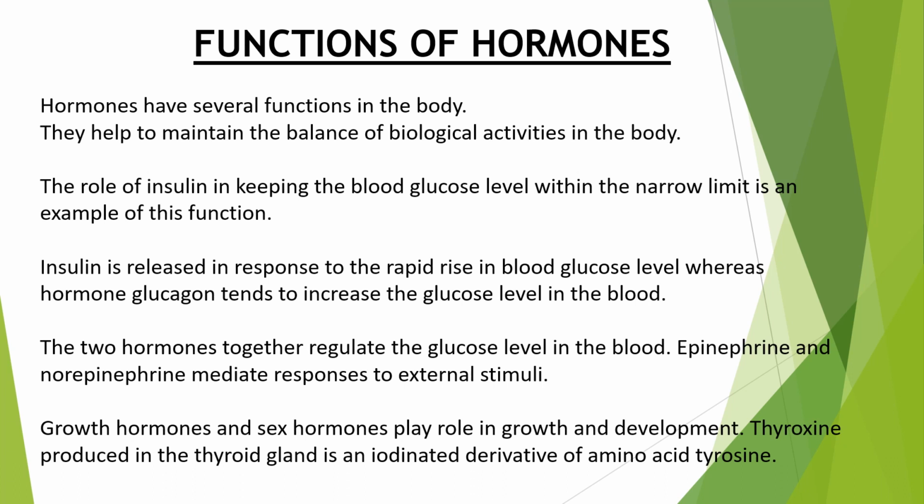Hormones have several functions in the body. They help to maintain the balance of biological activities in the body. The role of insulin in keeping the blood glucose level within the narrow limit is an example of this function. Insulin is released in response to the rapid rise in blood glucose level, whereas hormone glucagon tends to increase the glucose level in blood. The two hormones together regulate the glucose level in the blood.